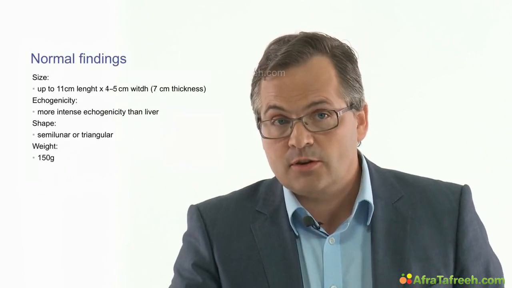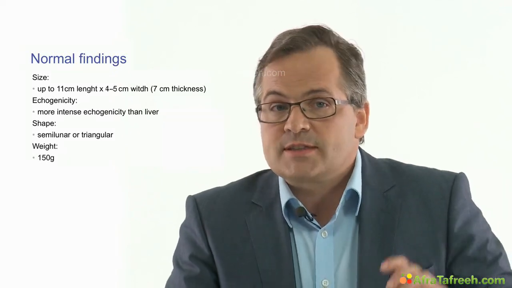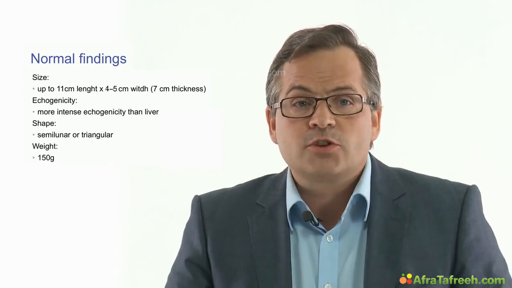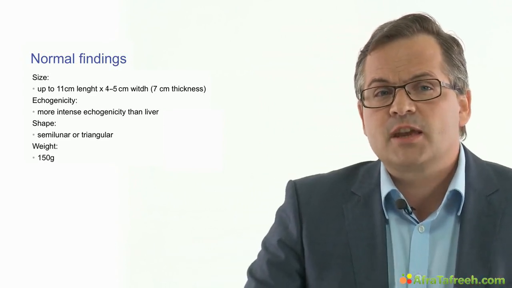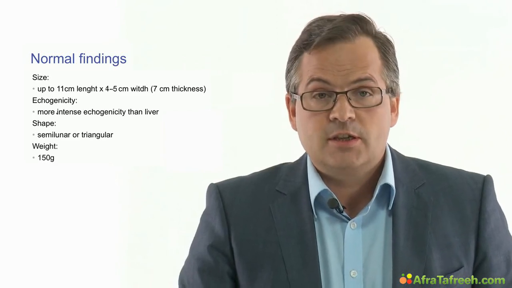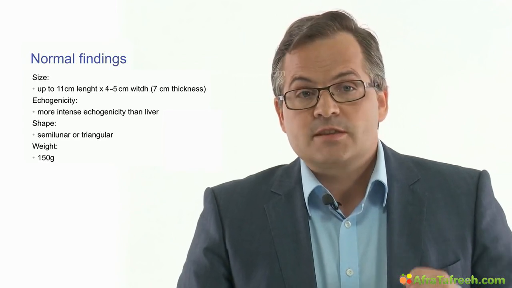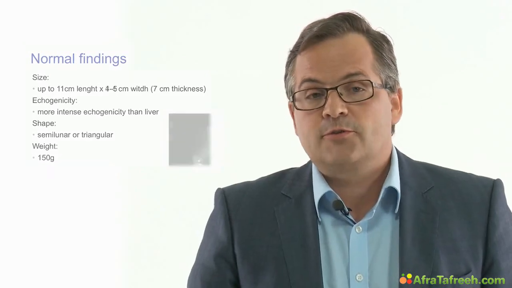What are the normal findings in an ultrasound of the spleen? The organ is up to 11 centimeters long, up to 4 centimeters wide and 7 centimeters thick, which we can only measure in the second plane when we do a cross scan. While an unusually small spleen rarely indicates a disorder, an enlarged spleen is often indicative of a serious primary disease. When we look for the echogenicity, it's brighter, so hyperechoic to the liver. It's semilunar or triangular in shape, and the weight is up to 150 grams.